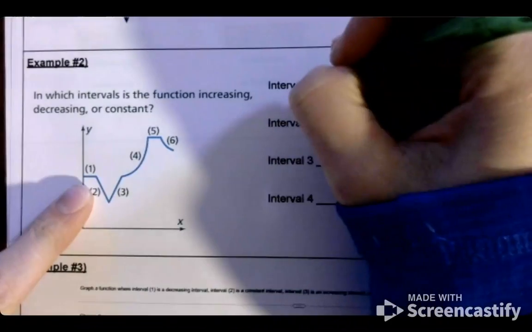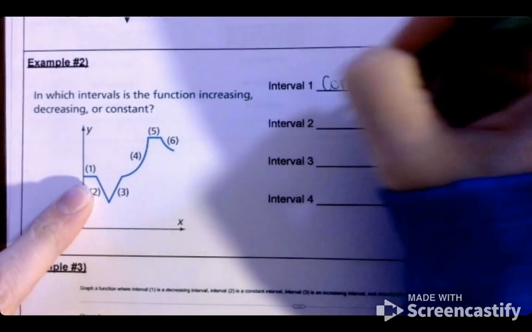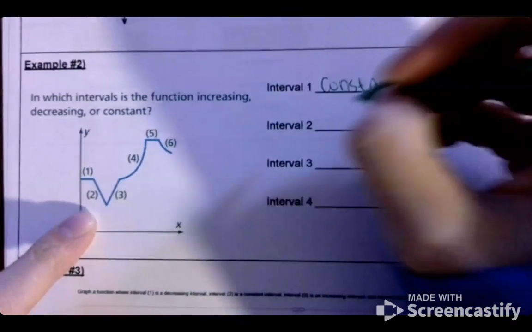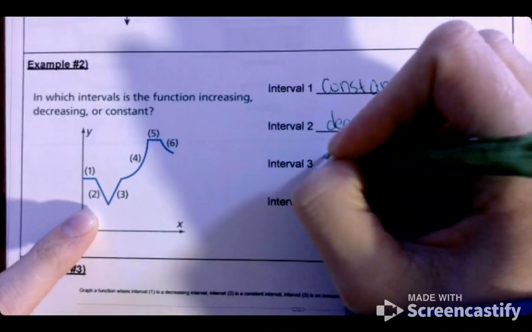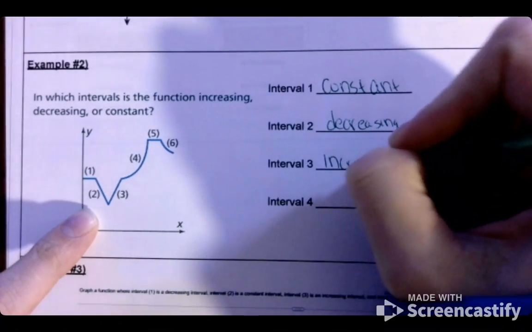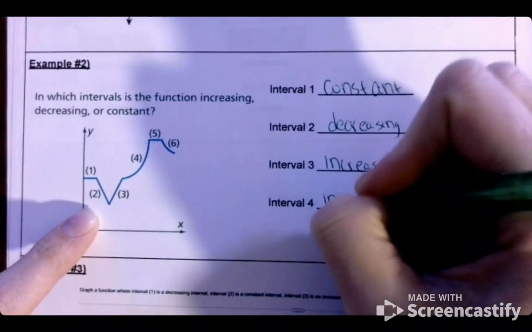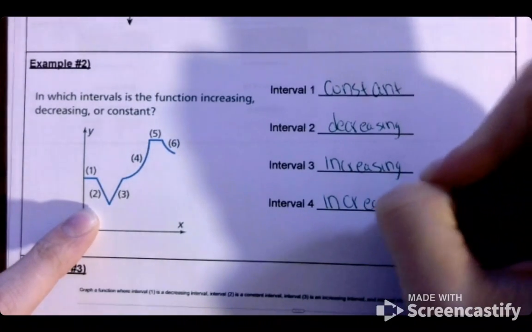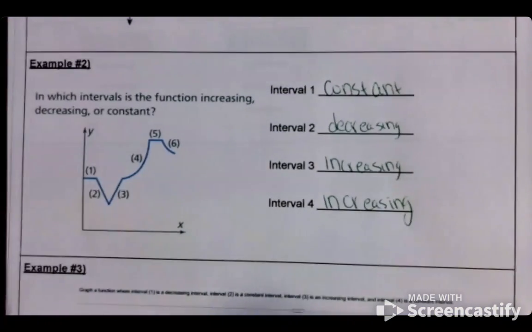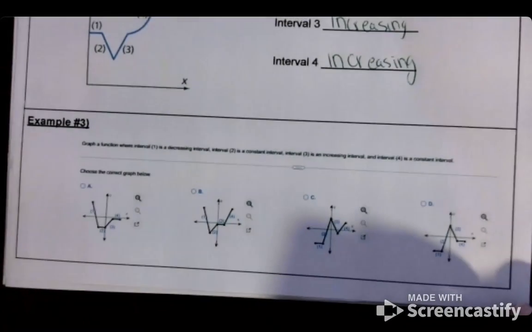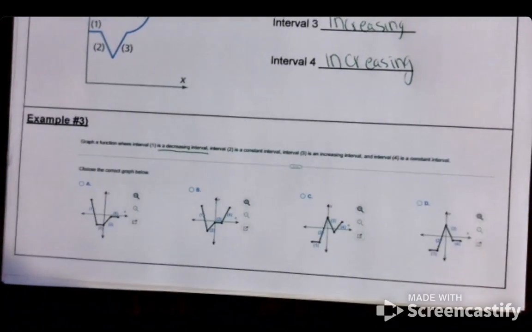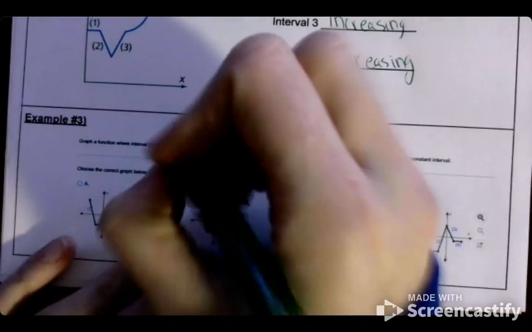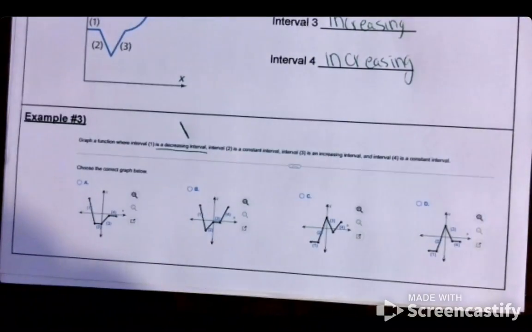Welcome back. We're going to say 1 is a constant. Number 2 is decreasing. Number 3 is increasing. And number 4 is also increasing. And you could have done 5 and 6 as well, but all they asked for was 1, 2, 3, and 4. So for this bottom part, I know it's kind of hard to read, but it says graph a function where interval 1 is decreasing. So what does that mean? It's going down. So our first part is going to go down.